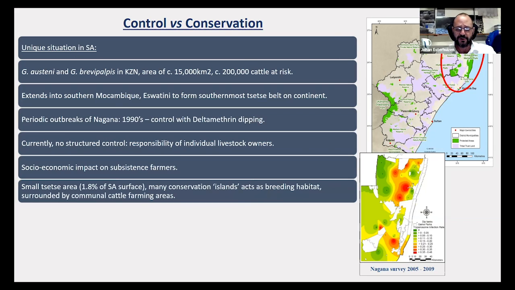As I said, it's a very small area in South Africa, only about 1.8% of South Africa's surface area. In this area, there are many conservation areas, private and provincial game parks and reserves. These act as islands because they are very well stocked with wildlife and still have very good vegetation. But of course, this serves as a breeding habitat for tsetse flies and the parasites. And right on the fence line, on the other side of the fence, you have communal cattle farming areas.